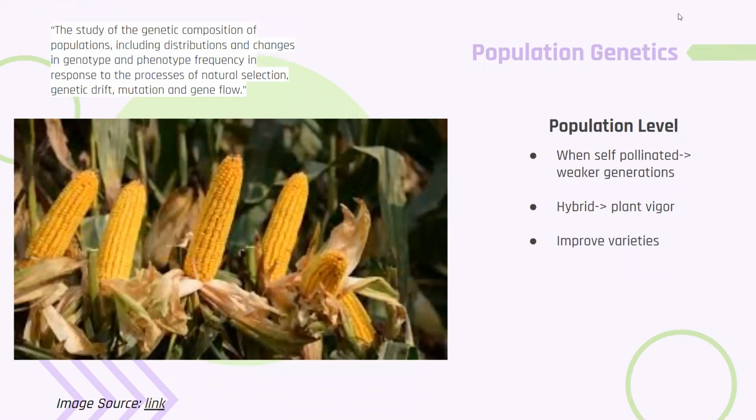Next up, we will look at population genetics, which is at the population level. Like how we learned in the part about inbreds, after generations and generations of replanting and being self-pollinated, the plant will lose its vigor. But when you introduce these hybrid crosses, it'll revitalize the plant vigor and in turn produce improved varieties, whether you're looking at uniformity, yield, shape, size, color, etc.